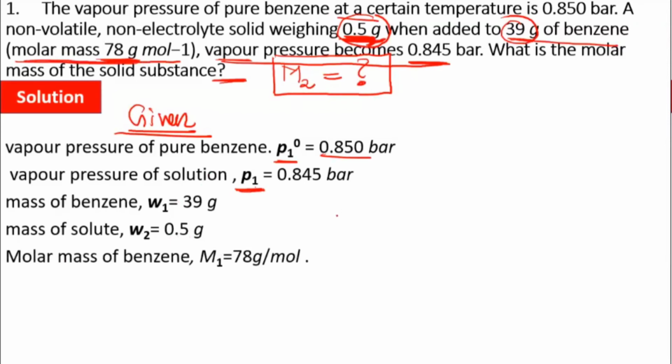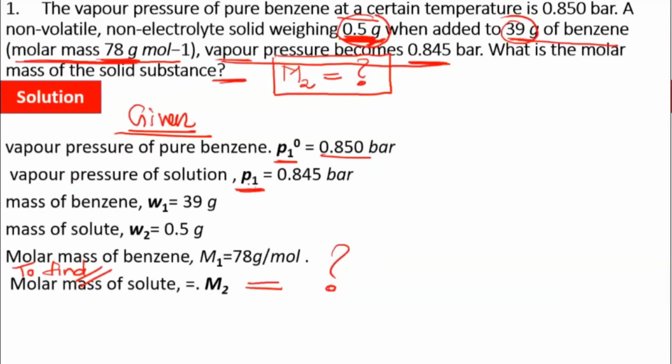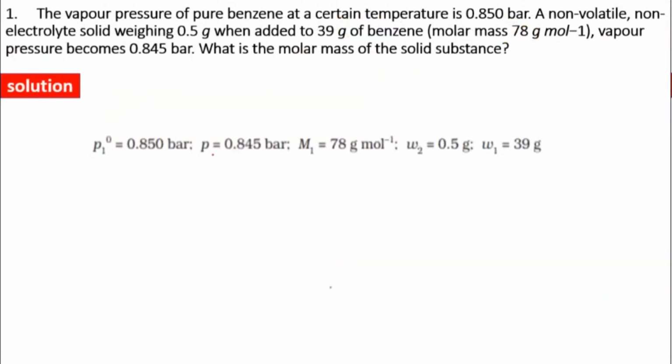So it's a direct substitution problem actually. This has to be calculated, I will write it as a question mark. This has to be found out. The rest everything is given. See, I've written in detail, you can just write in this way. On the next page you can see here, P1 naught is this much, P1 is over here, M1, W2 and W1. If you write like this, it is also fine.